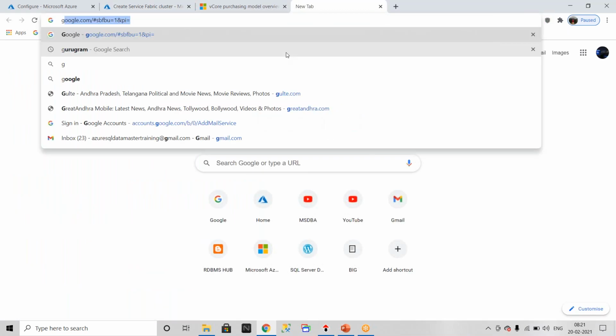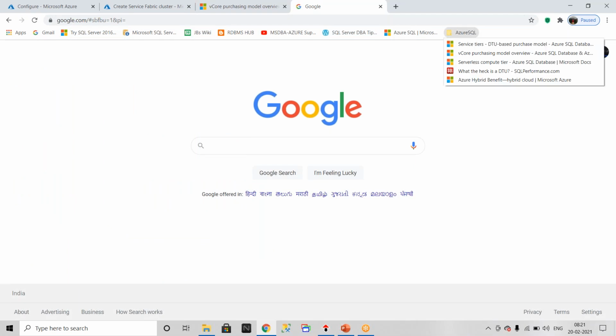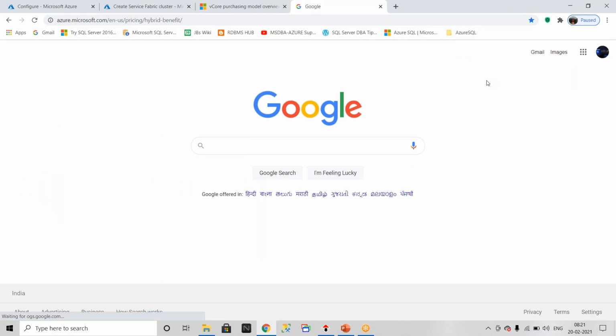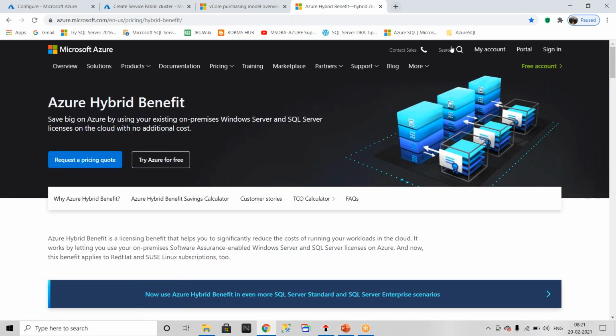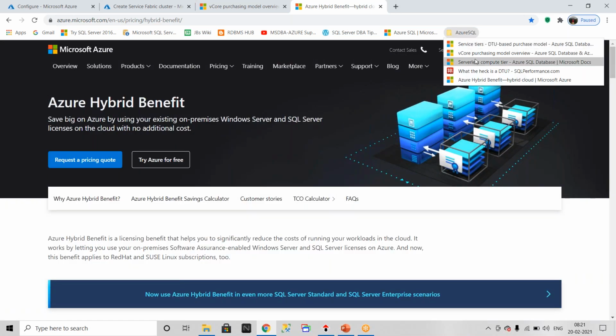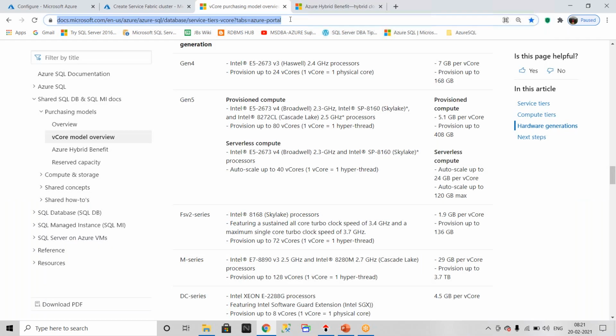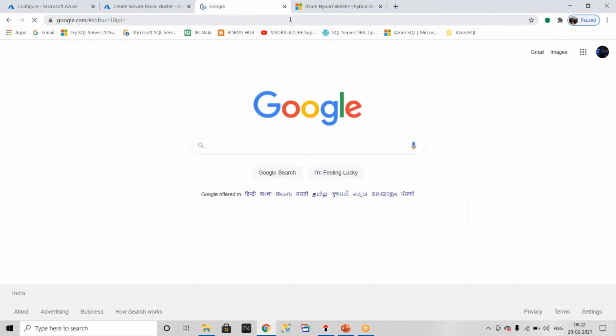Let me open Google. One second, sir. Serverless DTO. Okay, let me go to Google. Azure.